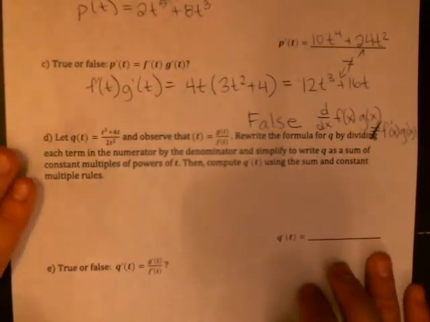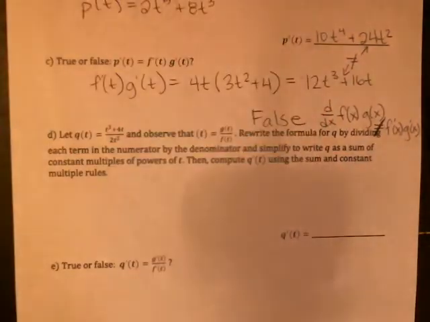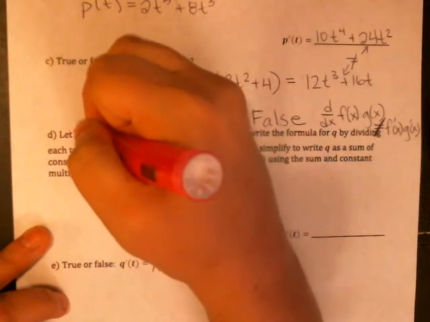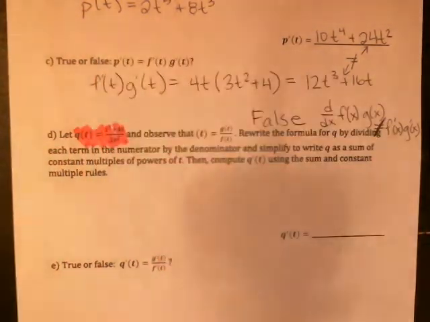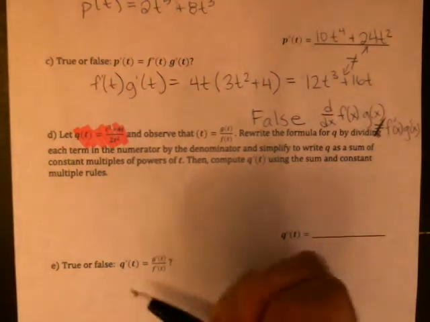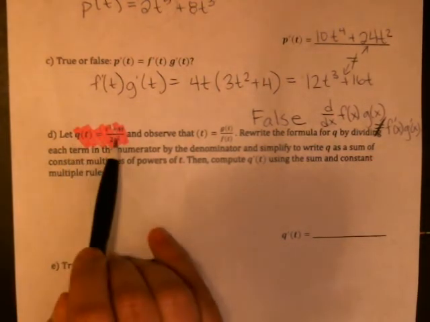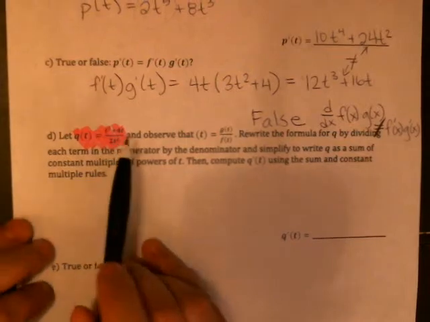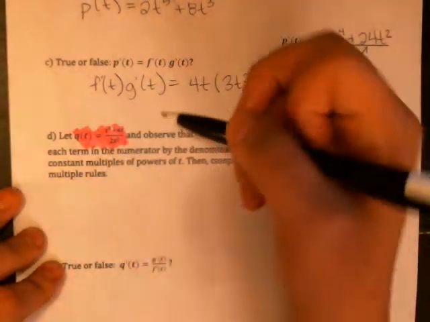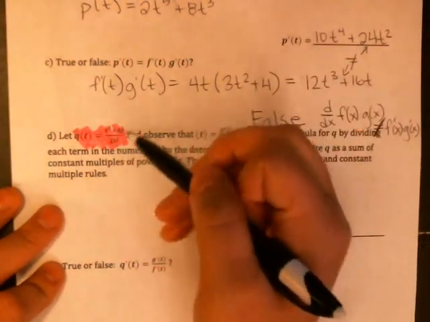And then for the quotient, we are given this function q of t, which is the same as g of t divided by f of t. And we're supposed to, again, take the derivative of q by rewriting it and using the rules we already have. So rewriting it will mean dividing the 2t squared into each term.